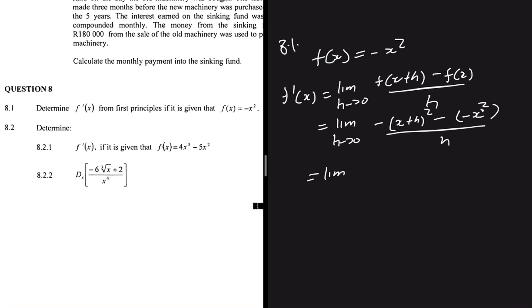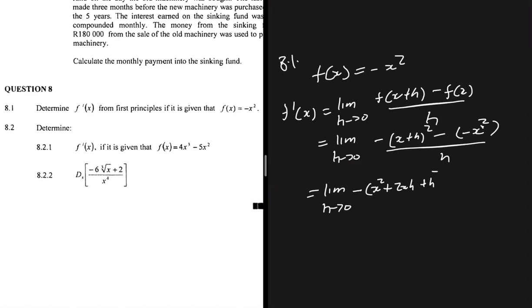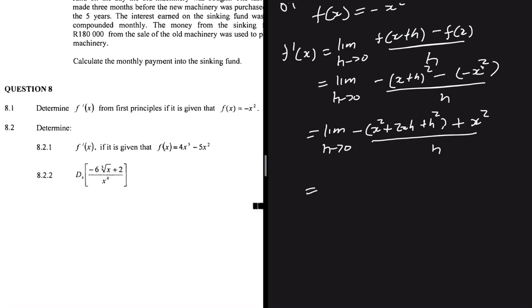And then from there, we're going to divide by h, and we're going to solve x plus h squared. So we're going to have the limit as h tends to zero of minus, if you square x plus h, you're going to get x squared plus 2xh plus h squared, minus minus x squared, which is just going to be plus x squared, and then divided by h, which will be equal to the limit as h tends to zero of minus x squared minus 2xh minus h squared plus x squared.